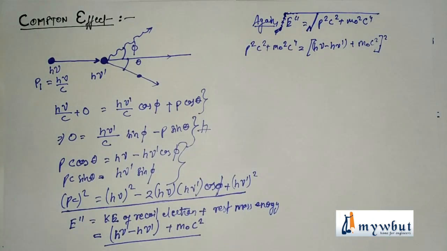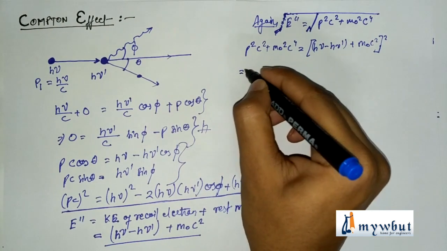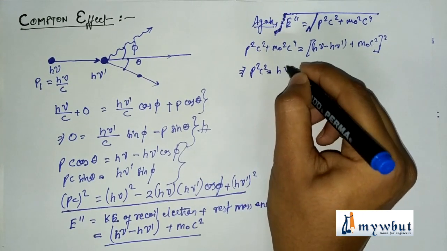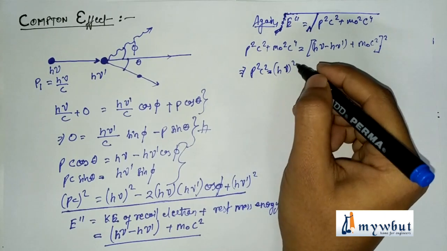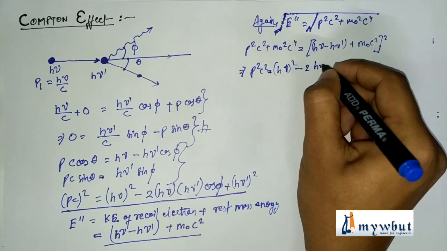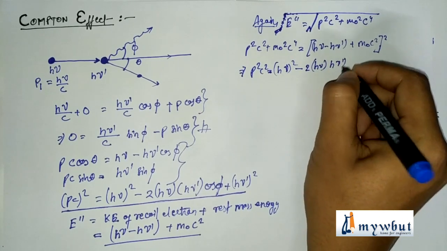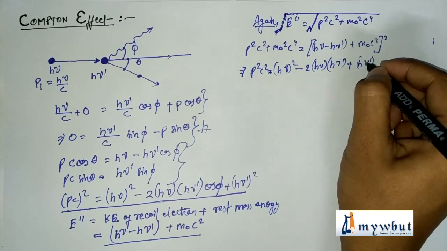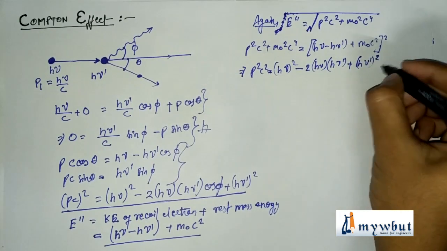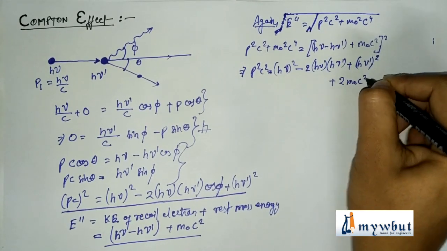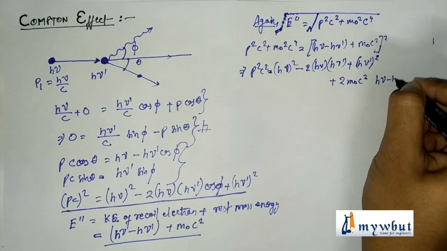Now if we expand this and solve further, we will get this equation: p square c square is equal to h nu whole square minus 2 h nu into h nu dash plus h nu dash whole square plus 2 m naught c square into h nu minus h nu dash.